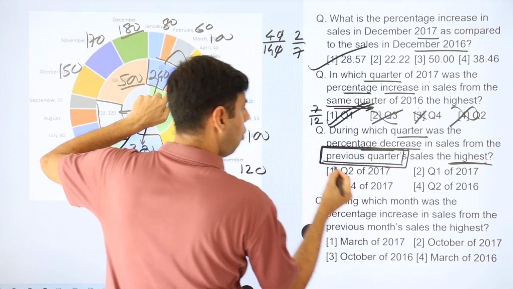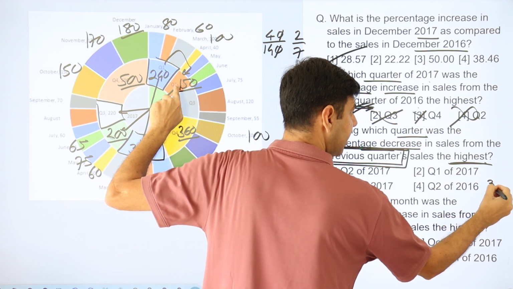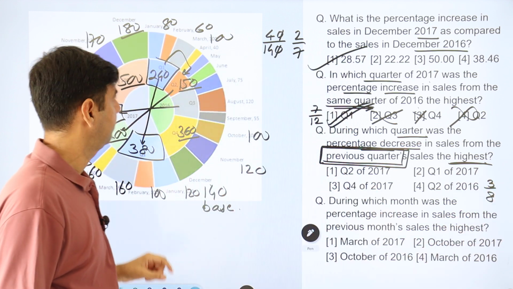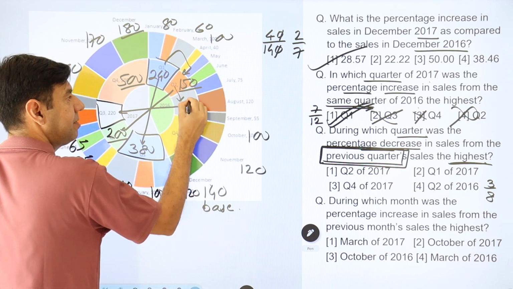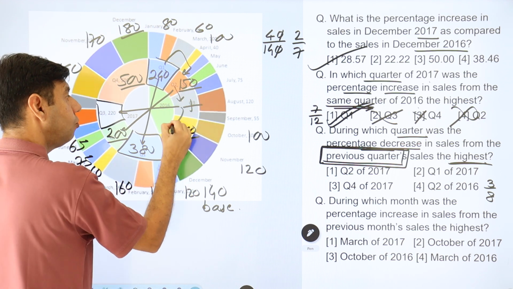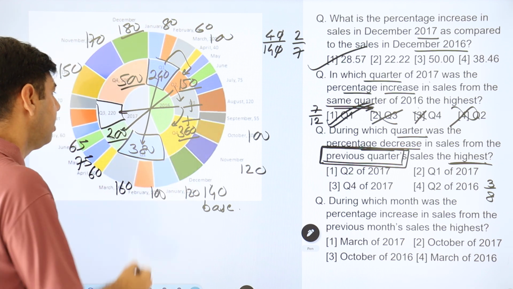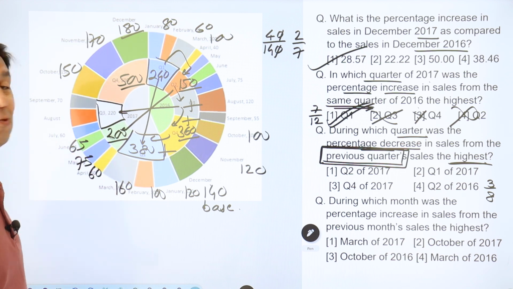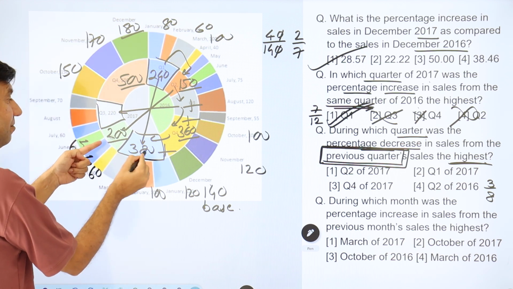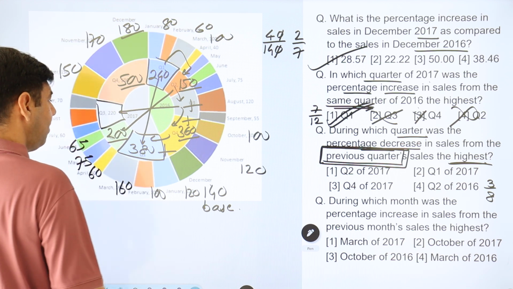So this is Q2 of 2016. The decrease is 3 by 8. Let's see, from 150 this has gone to become an increase. This is a pretty large sector. From here also it has gone to an increase. I don't need to check. This is also an increase. From 380 it went to 200. Oh, so this is a nice drop. From 380 it went to 200.